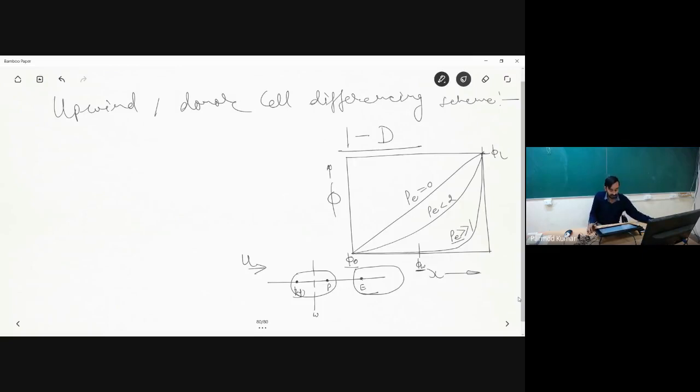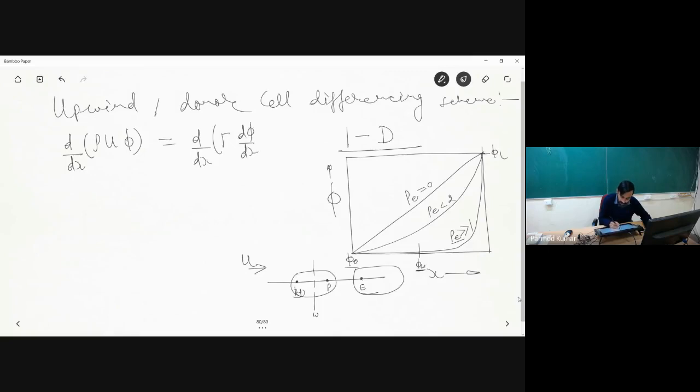Okay, so that is something, this particular scheme, which takes care of the directional dependence in our numerical solution, and we will be applying this particular scheme over here. So in general, if I write down the 1D convection diffusion equation, it is nothing but d by dx of rho u times phi, and it is equal to d by dx of gamma times d phi by dx.